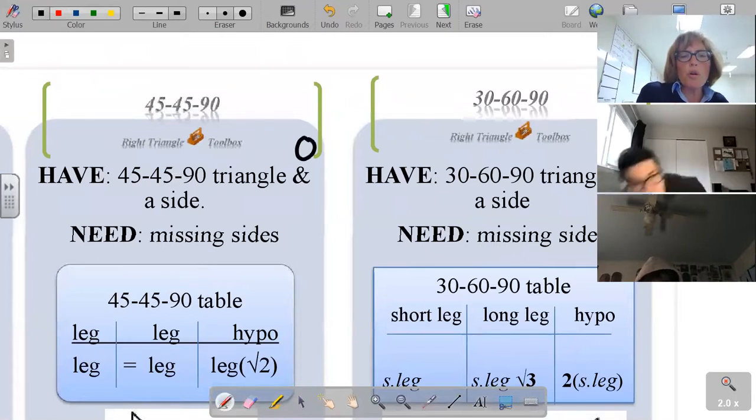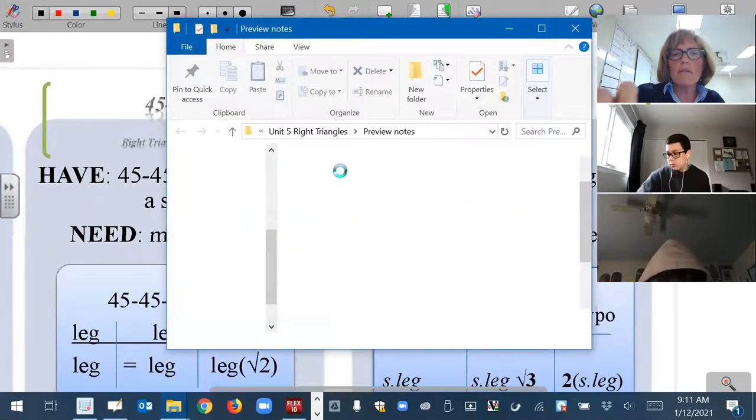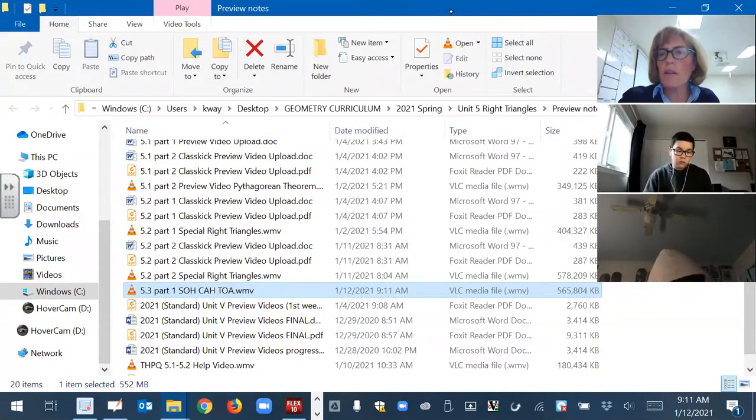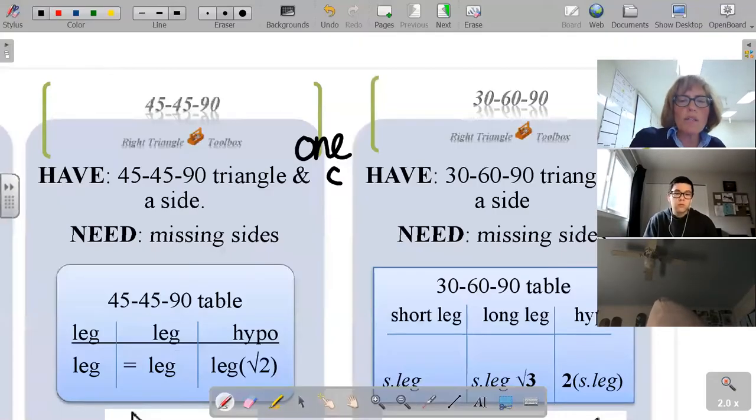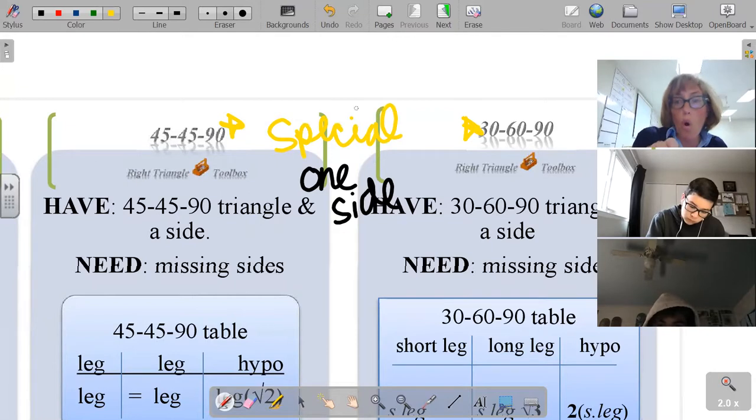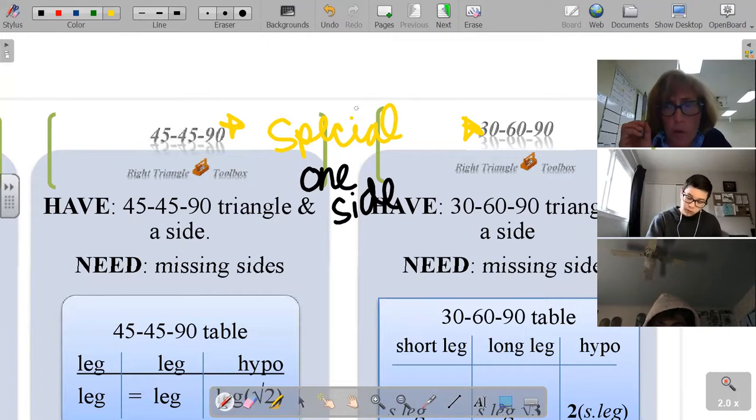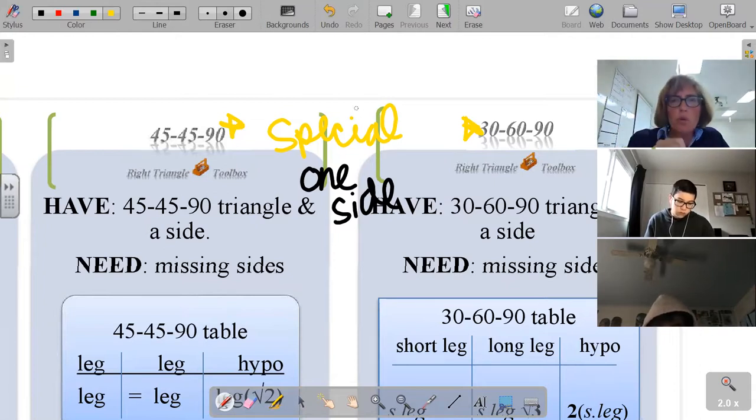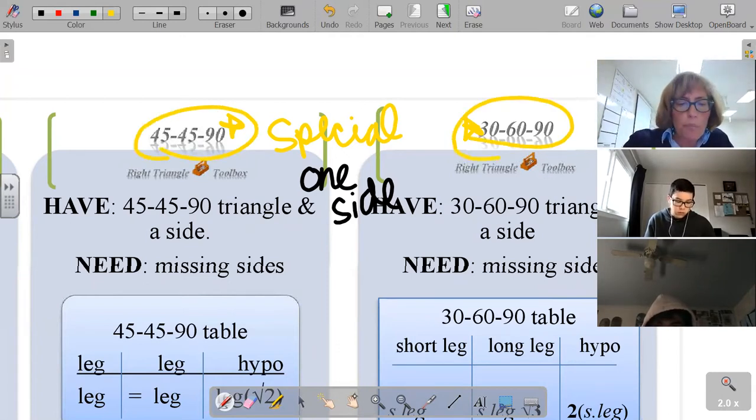So put the words "1 side" there, because now in these two situations, you only need one side. And put a star, because they're called special circumstances. These are shortcuts, but they're very powerful, very speedy shortcuts. But they only work under very special circumstances, so it's important you don't just use these anytime you want, okay? We're doing this one today, this one tomorrow.